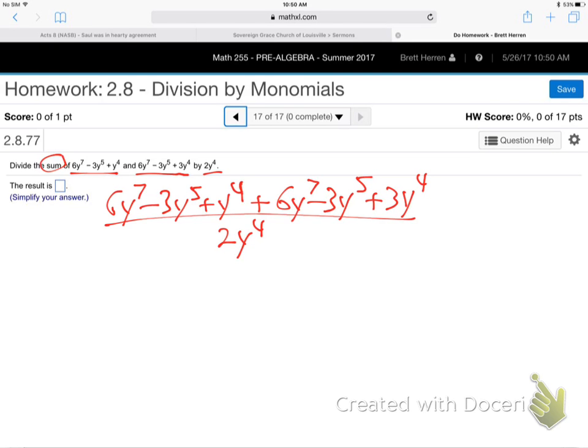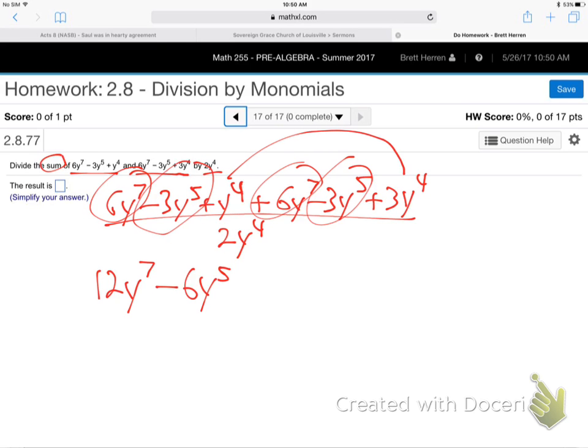All right, is everyone going okay? So we combine 6y to the 7th and 6y to the 7th. It's 12y to the 7th. And minus 3y to the 5th minus 3y to the 5th is minus 6y to the 5th. And y to the 4th and 3y to the 4th make 4y to the 4th. Is that good so far?